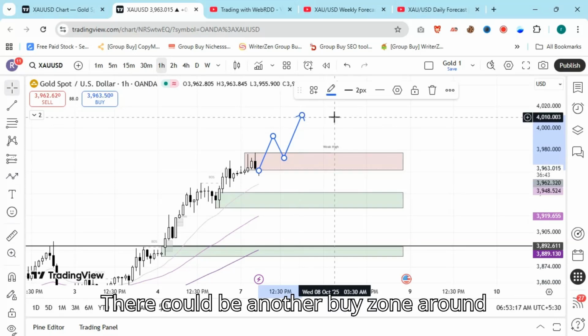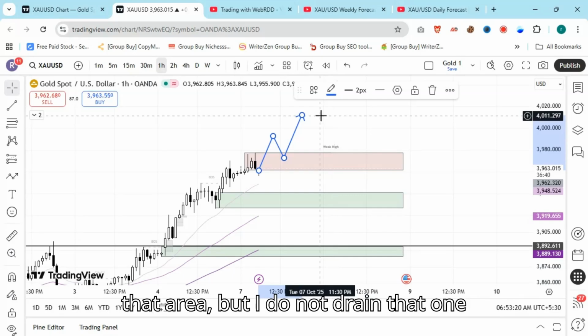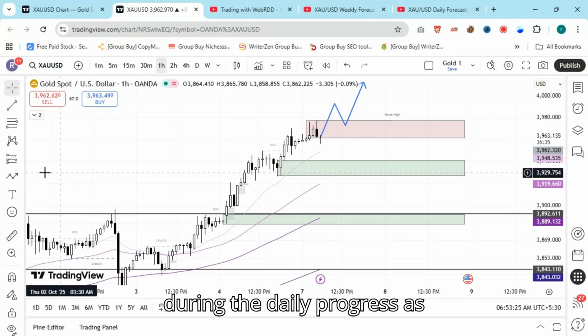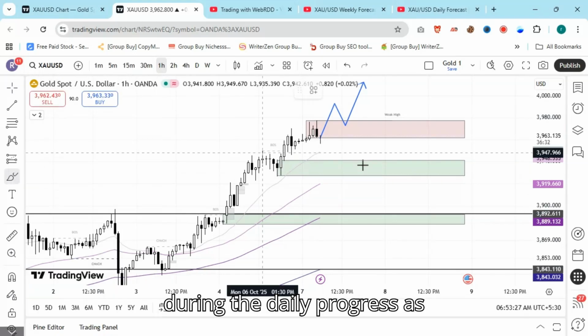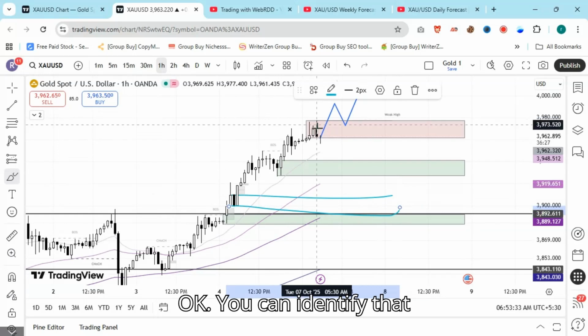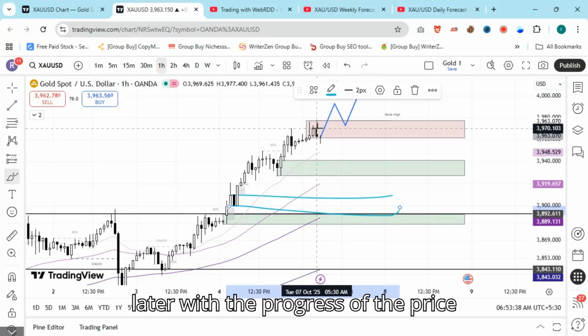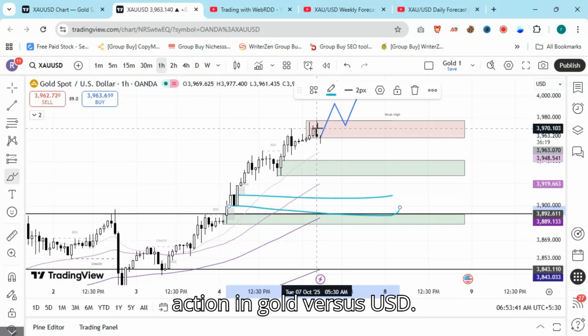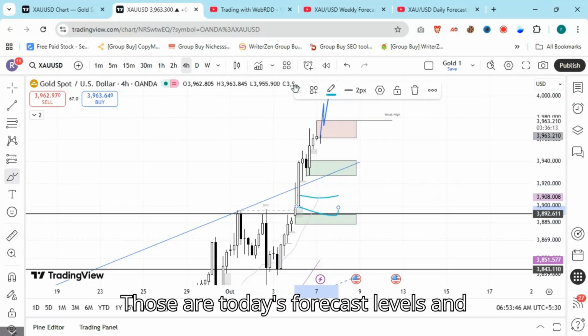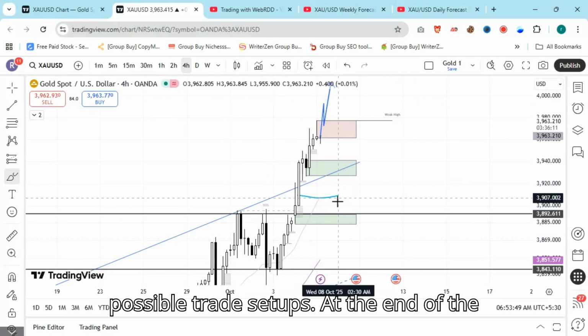There could be another buy zone around that area, but I do not draw that one because I want to get some confirmations during the daily progress, as that is not a major on the 4-hour chart. Okay, you can identify that later with the progress of the price action in gold versus USD. Those are today's forecast levels and possible trade setups.